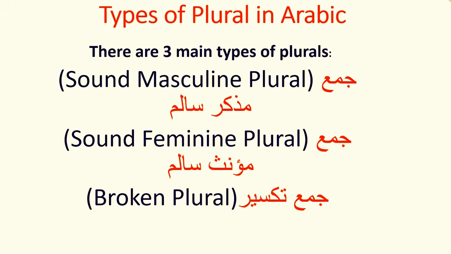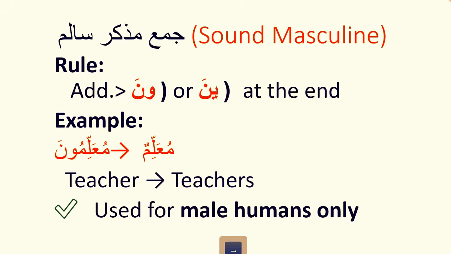So first we have masculine plural. We have some rules about jama muzakkar salim. We can add at the end of the singular verb waw and noon, or sometimes ya and noon, so automatically it makes sound masculine plural, like jama muzakkar salim.